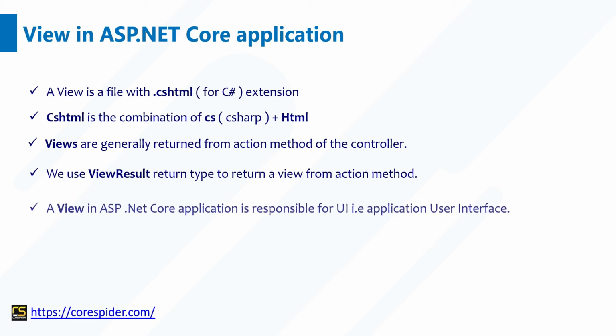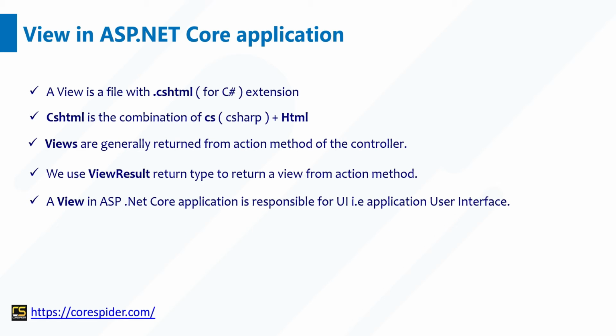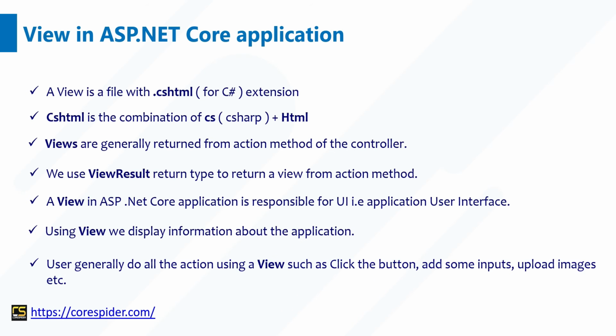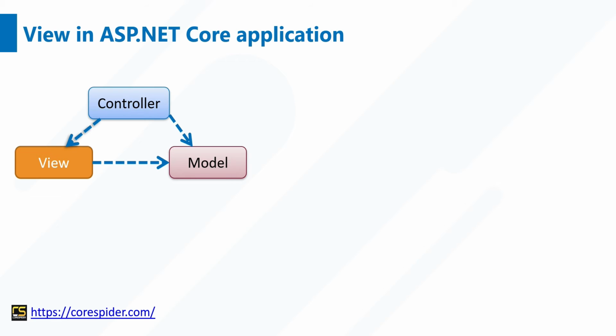A view in an ASP.NET Core application is responsible for the UI representation. That means the user interface of the application. Using a view, we display information about the application. Users generally do all the actions using a view, such as clicking a button, adding some inputs, uploading images, etc. This is the typical controller, view and model design pattern, and today we are going to discuss the view. So let's discuss the structure of the view and where the view files are stored in an ASP.NET Core MVC application.